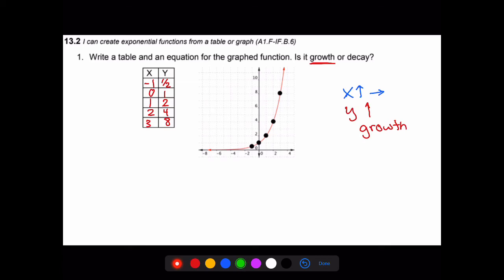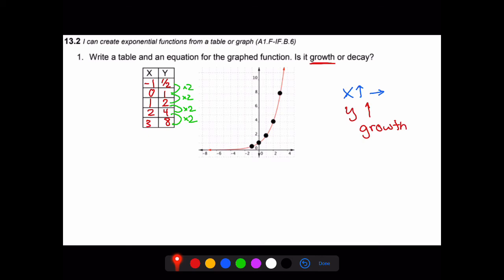Now, to make sure that this is exponential, we're going to check for a pattern in our Y column. If there's a pattern in our Y column with multiplication, then it's exponential. So, what do I need to multiply 1/2 by to get to 1? Well, the answer is 2. From 1 to 2, I need to multiply 1 by 2. To get from 2 to 4, I must multiply 2 by 2. And then to get from 4 to 8, I must multiply 4 by 2. So if it's a constant rate of multiplication, then we know that we have an exponential function. And that's why this table makes sense here.